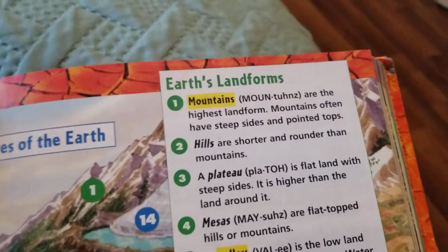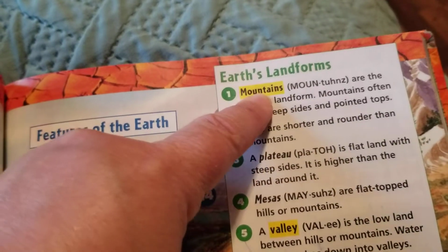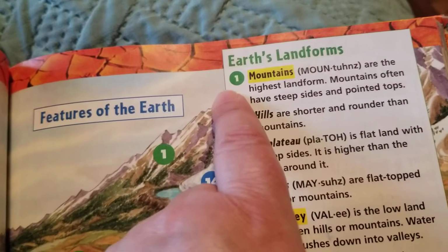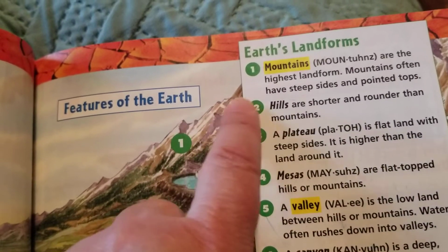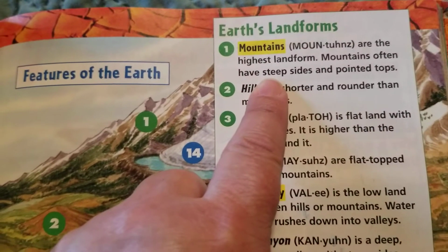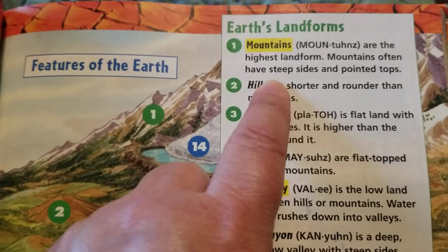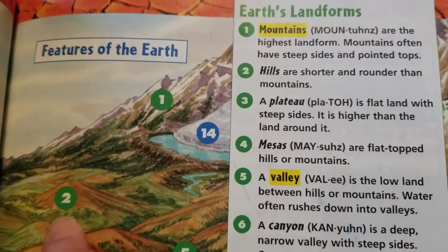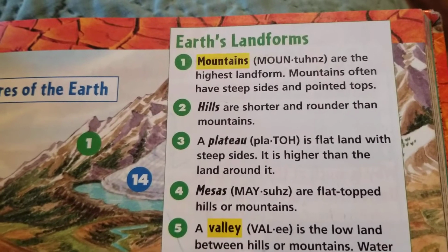So over on this side, you can see it's almost like a vocabulary section of words and their definitions. So number one, and here it is on the diagram, so it kind of shows you an example of what they look like, mountains. Mountains are the highest landform. Mountains often have steep sides and pointed tops. Then number two, hills. They are, of course, lower than mountains. They are shorter and rounder than mountains.